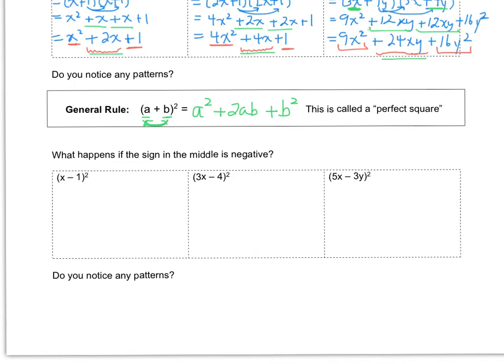All right, let's see what's going to happen if we change that. Instead of a plus in between, we change it to a minus in between. So be nice, write these out twice, expand them and simplify, and see if you can see any patterns to those.